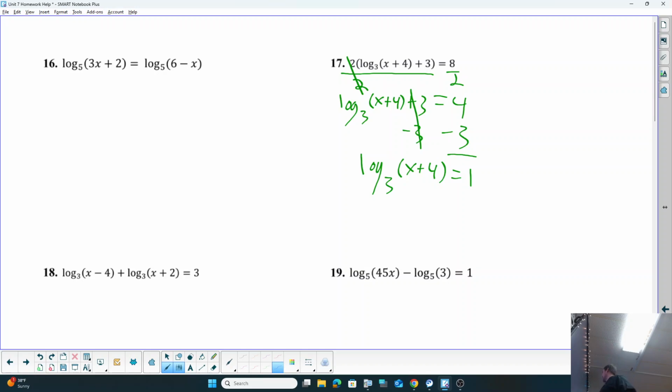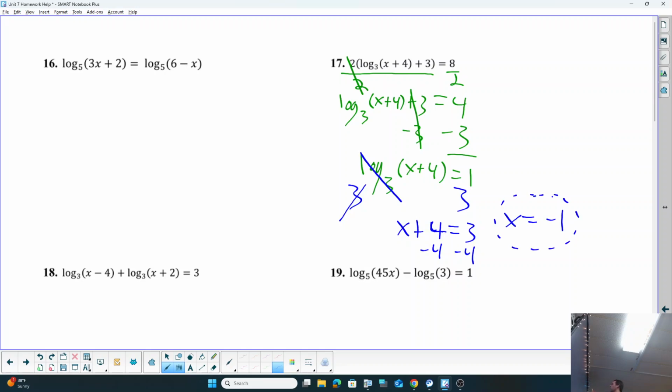And then this is the part where I said you got to take a 3 and put it underneath it. So we're going to go ahead and raise you up. Okay, so beautiful. So log base 3 undoes base 3, so 3 to the first power. We get x plus 4 is equal to 3. And then we're going to go ahead and minus 4 to both sides. So we get x equals negative 1. So does negative 1 work? That's the question. Does negative 1 work?